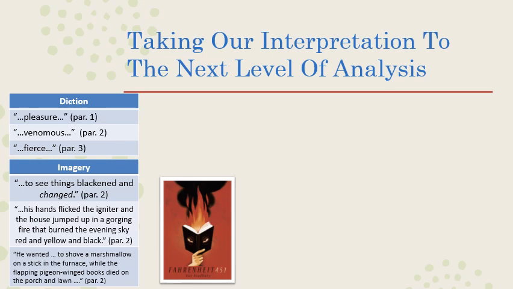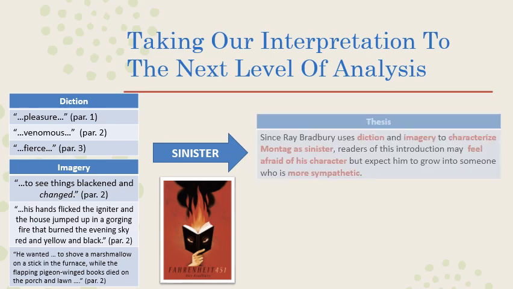I'm just going to show you here on this flow chart these diction and imagery examples of a character who has been created as sinister. Then what could we learn, or what could we expect from him? What's the point of all of this? What's the point of this activity? And that's where the thesis comes in. So I wrote this thesis.